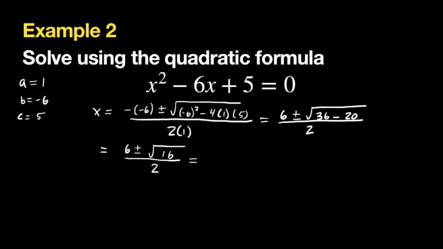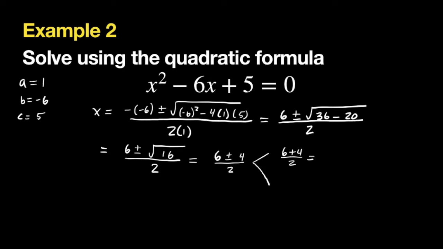In this case, once again, we're going to be getting nicer numbers because the square root of 16 is going to be a whole number. So we get 6 plus or minus 4 over 2. We're going to split the two cases. The first one is going to be 6 plus 4 over 2.